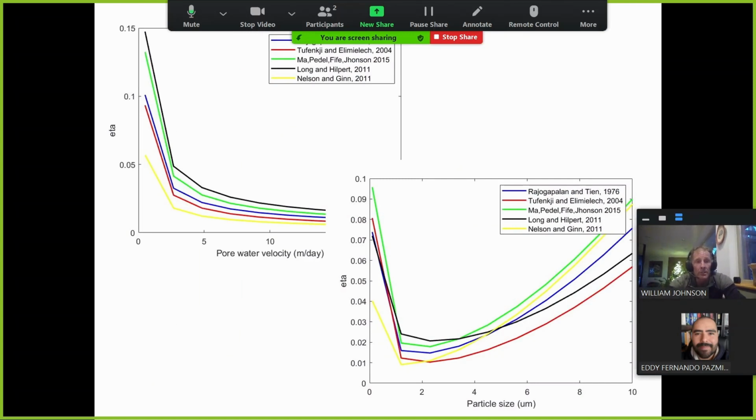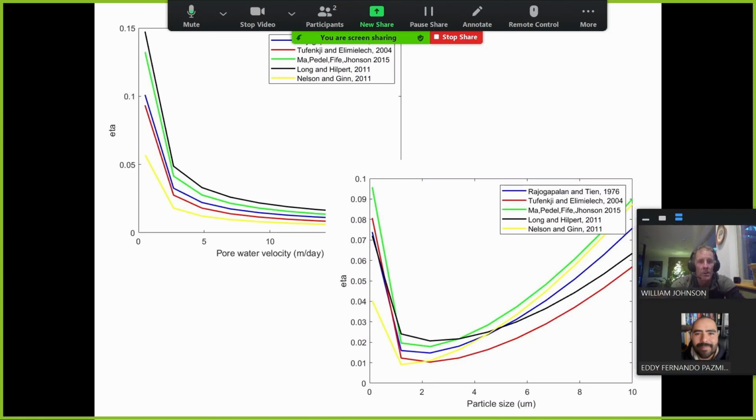Eddie, you want to talk about the correlation equations? Yes. The correlation equations that we include in the software are oriented for favorable conditions. These correlation equations are extracted from data from different authors, and the main representative ones are shown here in this plot, when you are plotting eta, the single collector efficiency, versus other parameters.